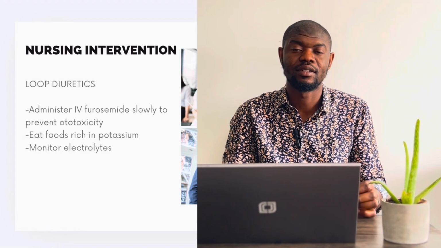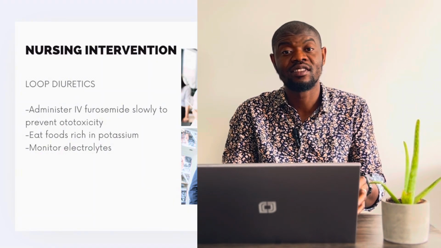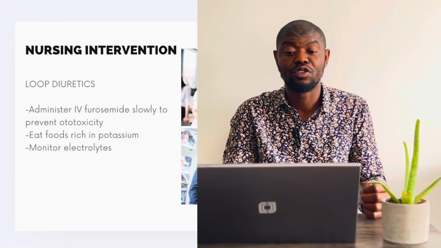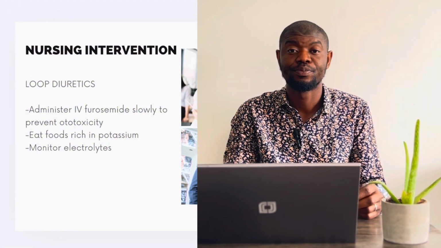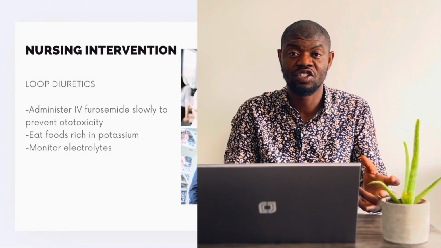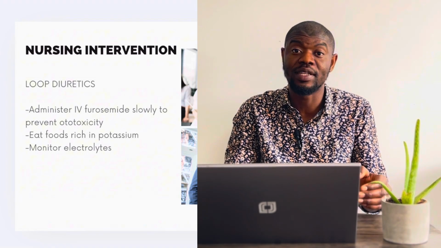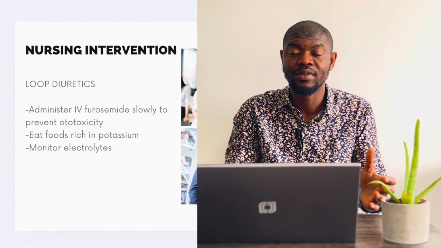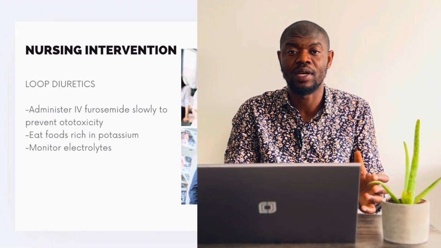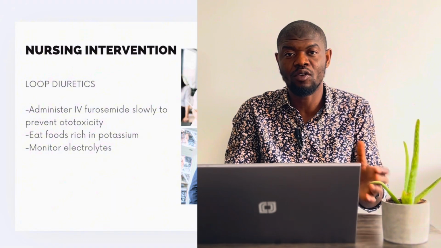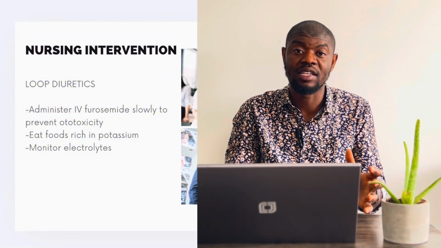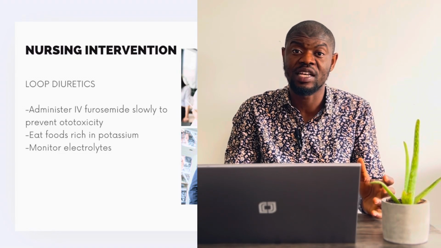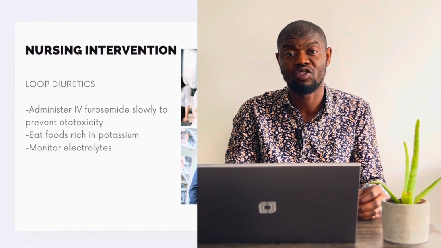Now the other thing is that loop diuretics are usually potassium wasting diuretics. And so you want to encourage your patients to eat foods that are rich in potassium, and you want to monitor your electrolytes. Now, in the acute hospital setting, you may give replacement potassium. Now, most potassium tablets are modified release, and so under no circumstance should you crush your potassium tablets.